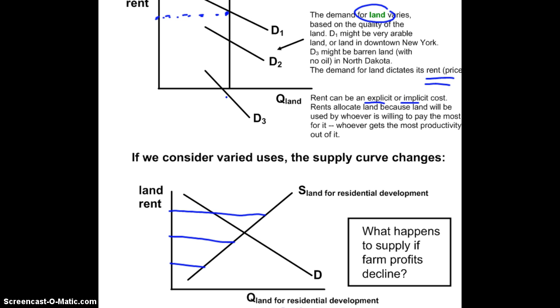Think about this for a moment. What would be likely to happen to the supply curve itself if suddenly farming became less profitable? The answer is that the supply curve would shift to the right, that at all prices, the comparisons of the productivity and the profits to be had would move toward the residential development and away from farms.